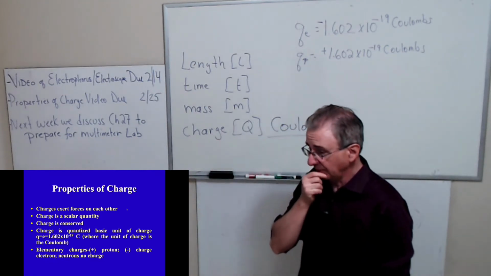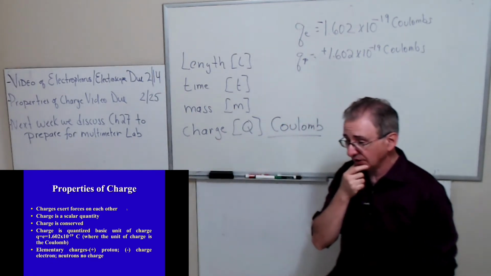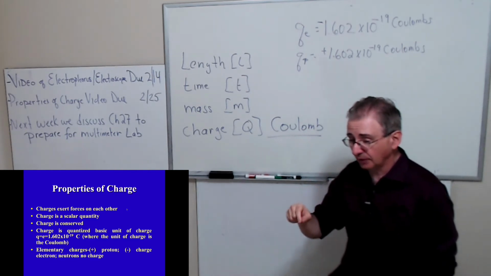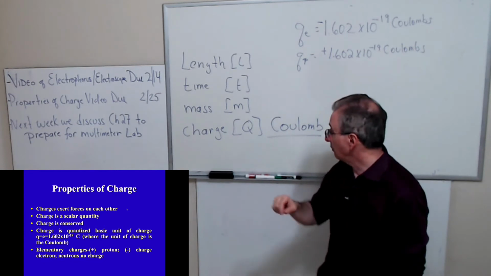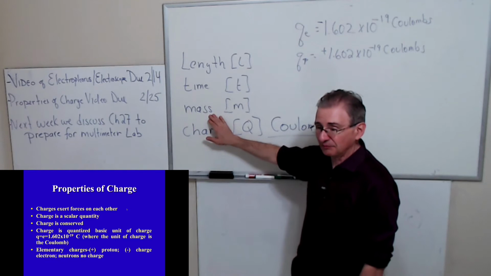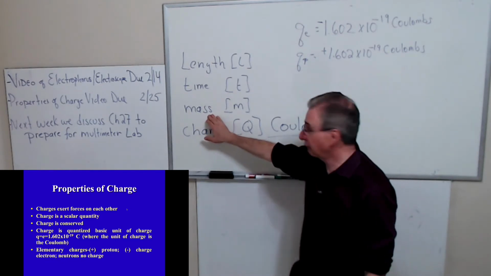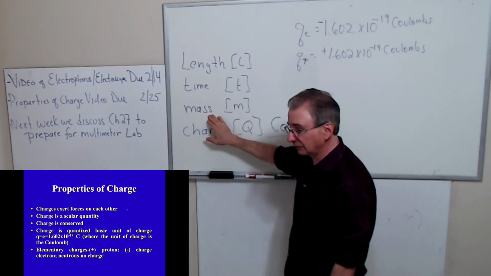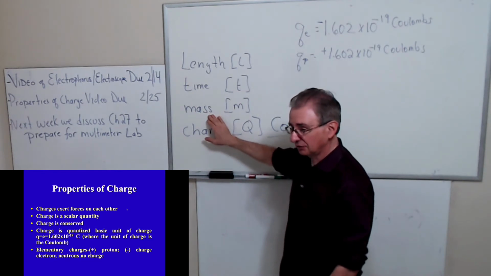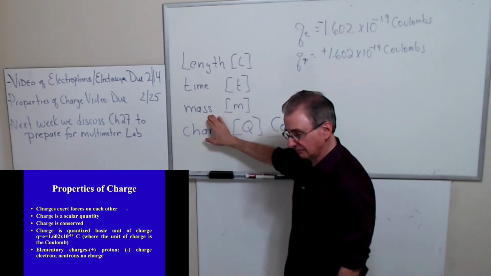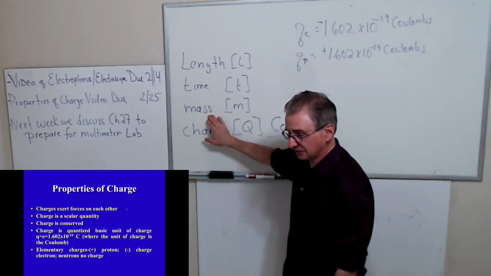So here's a list of basic properties of charge. They exert forces on each other, and they can be attractive or repulsive, as opposed to when we talked about the force between two objects that have mass. The gravitational force of attraction is always attractive. Remember that the gravitational force of attraction is due to the mass. It has nothing to do with positive and negative charges. It has nothing to do with magnetism. It just has to do with the fact that objects have mass.